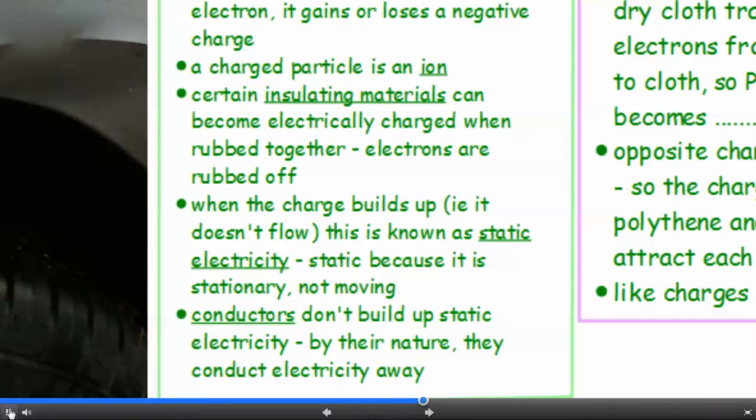Now, certain insulating materials can become electrically charged when they're rubbed together because the electrons are rubbed off. And when this charge builds up, in other words, when it doesn't flow, then this is known as static electricity. Static because it's stationary, it's not moving, it's not flowing. Now, conductors don't build up static electricity because, by their very nature, they conduct it away.